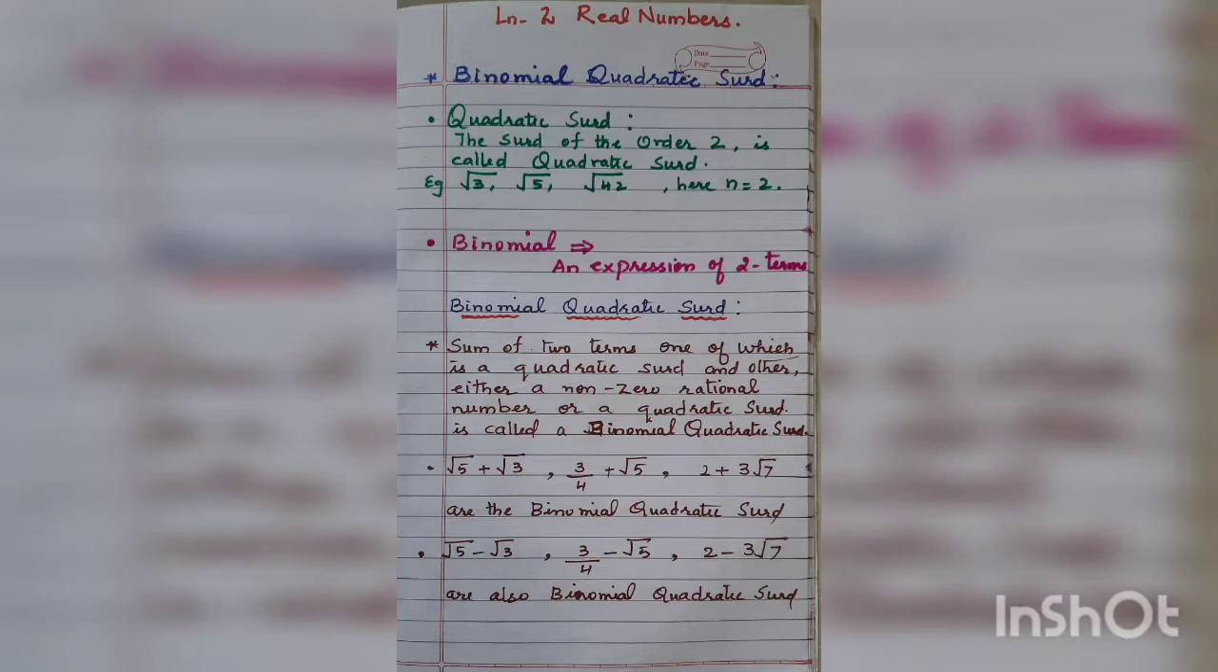Now one more set of examples we have children, that is root 5 minus root 3, comma 3 upon 4 minus root 5, comma 2 minus 3 root 7. They are also examples of binomial quadratic surds.